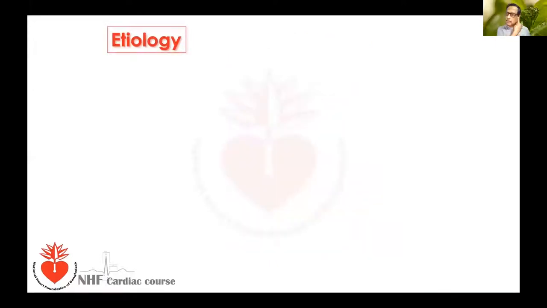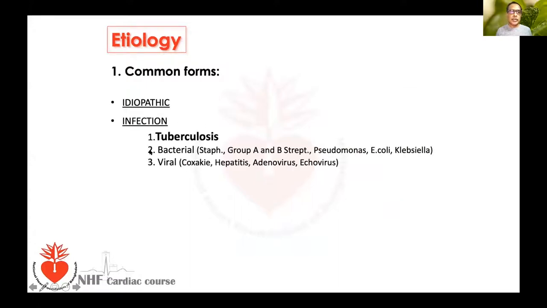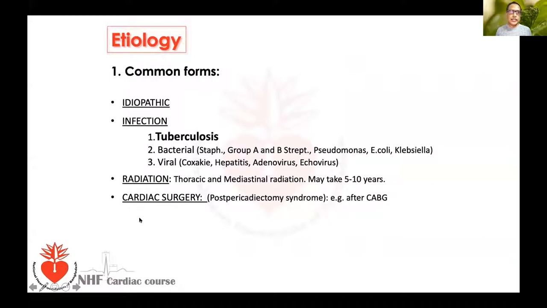So what is the etiology? It is almost similar to the etiology of pericardial effusion previously described by the previous presenter. The common form is idiopathic, and the other is infection, of which tuberculosis is most common in this part of the world, along with other bacterial and viral causes. Radiation, thoracic or mediastinal radiation due to radiotherapy of malignant patients. And lastly, cardiac surgery, for example, CABG.